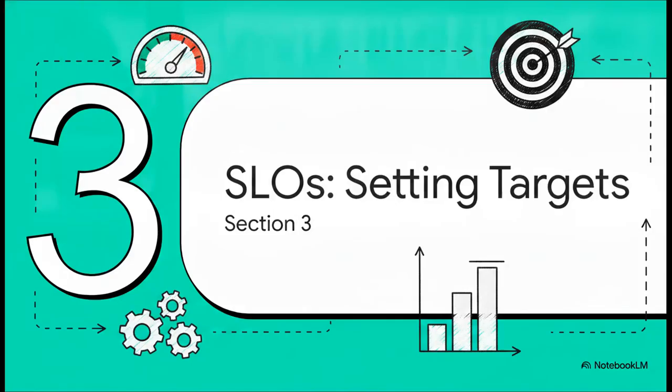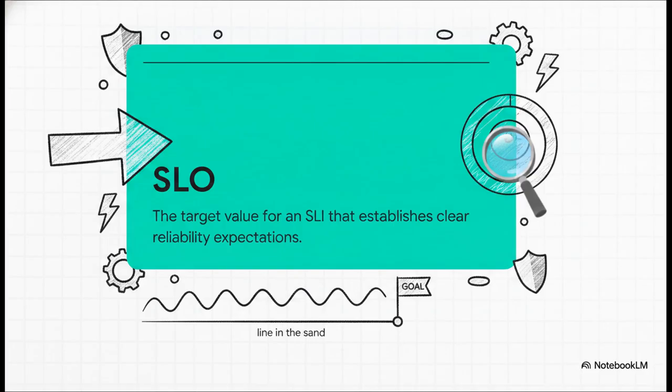Okay, let's look at the next piece of the puzzle. Section 3, SLOs, setting reliability targets. Now, a service level objective defines the target value for an SLI. It's what establishes crystal clear reliability expectations. If the SLI is your raw metric, the SLO is your internal contract. It's that definitive line in the sand, agreed upon by both product and engineering, that basically says here is exactly where the user experience degrades to the point of unacceptable business impact.